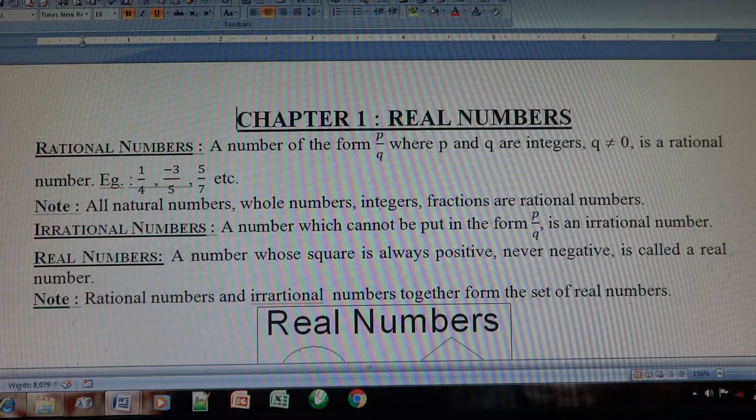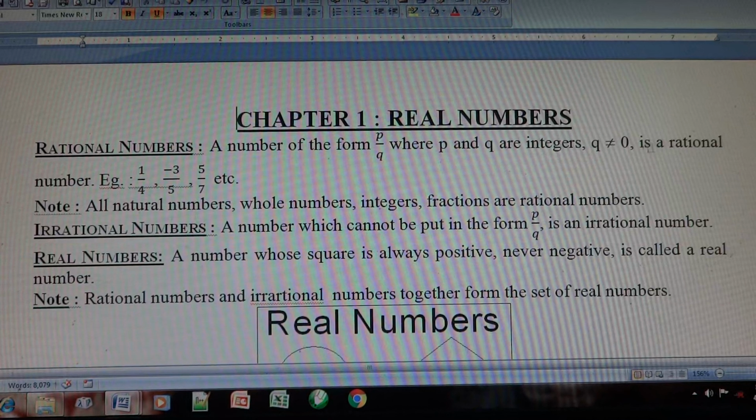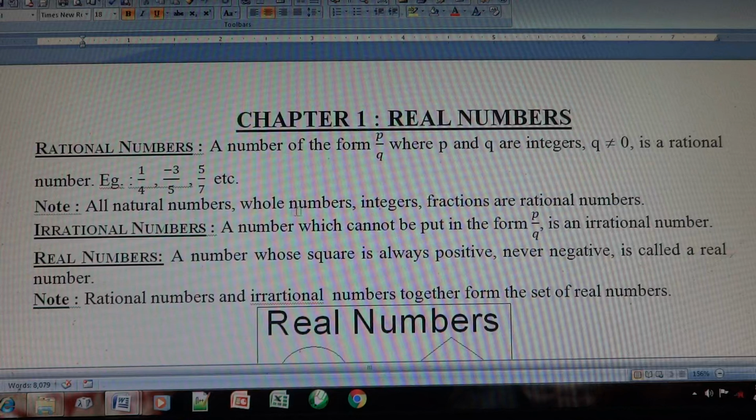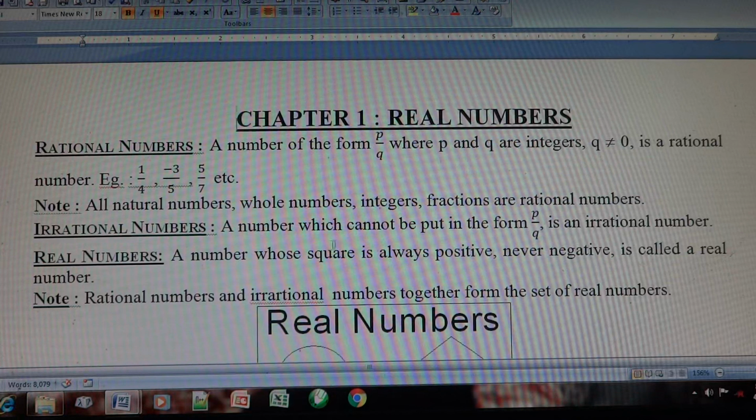Let us learn first rational numbers. A number of the form p by q where p and q are integers, q not equal to 0 is a rational number. All natural numbers, whole numbers, integers, fractions are rational numbers. Irrational numbers: a number which cannot be put in the form p by q is an irrational number.